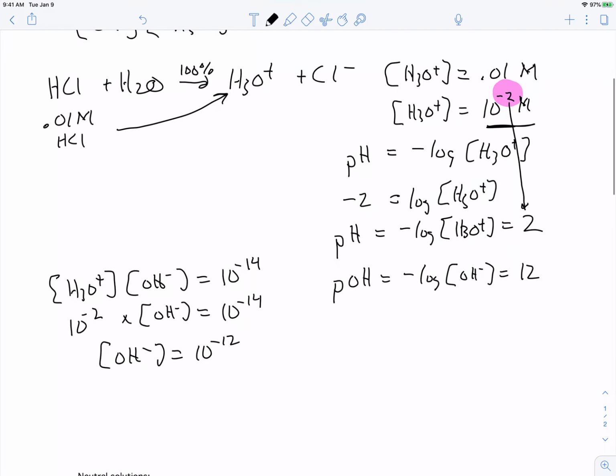You might also notice that the pH plus the pOH always equals 14. You can see where that comes from. That would always be the negative log of 10 to the minus 14, which is the negative log of Kw.